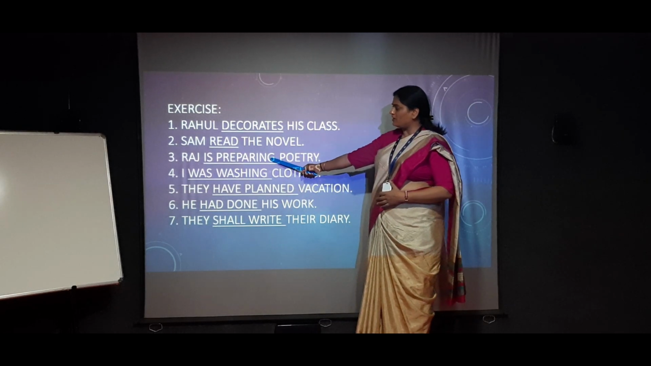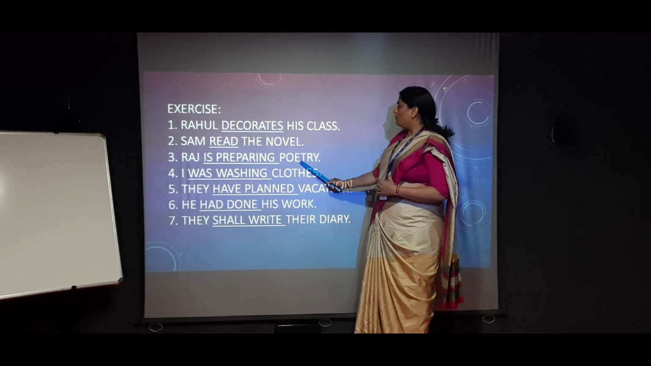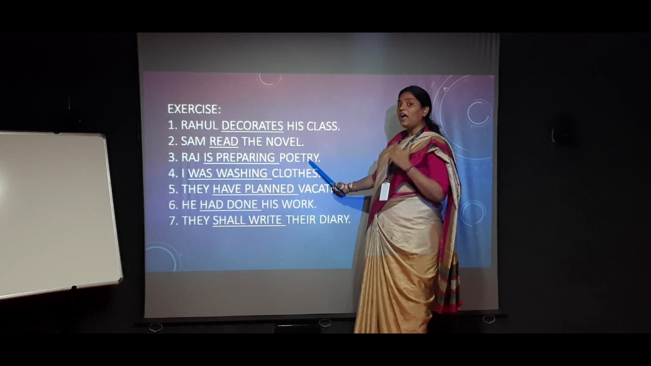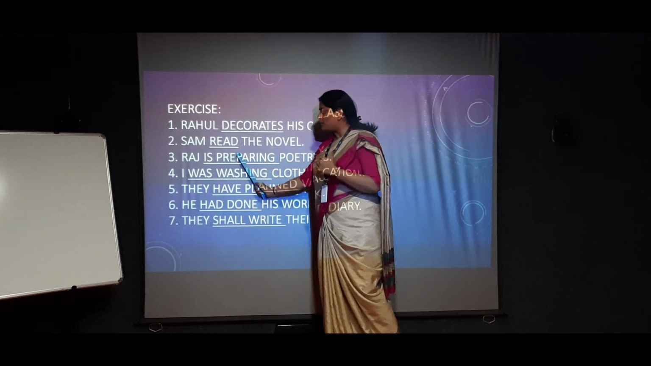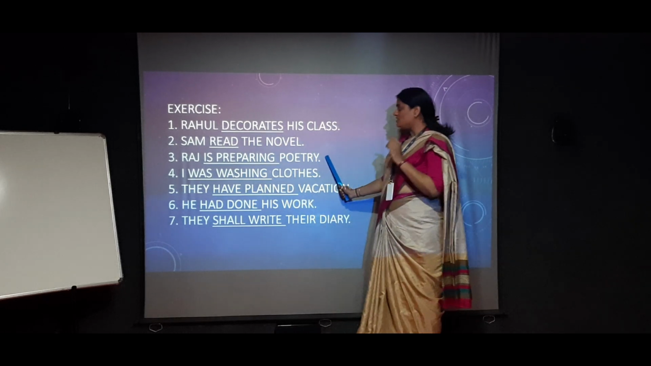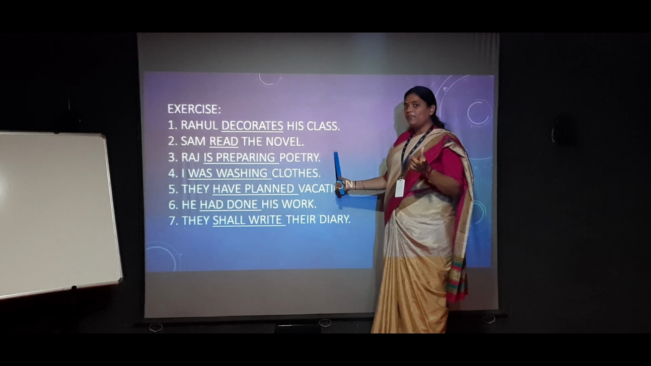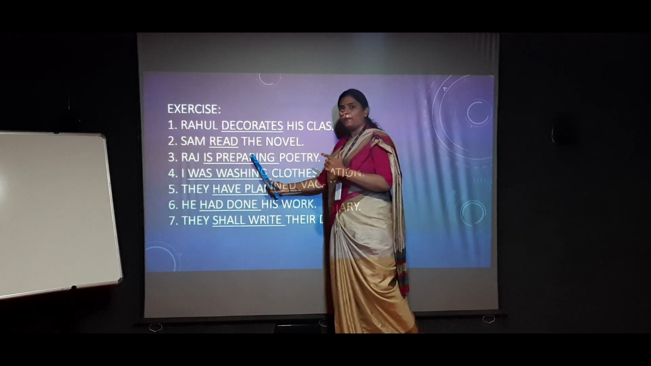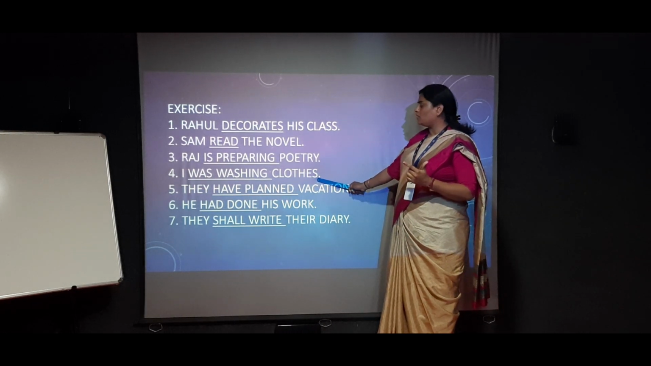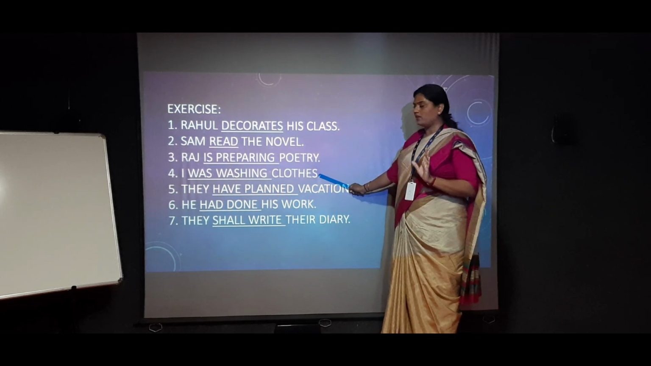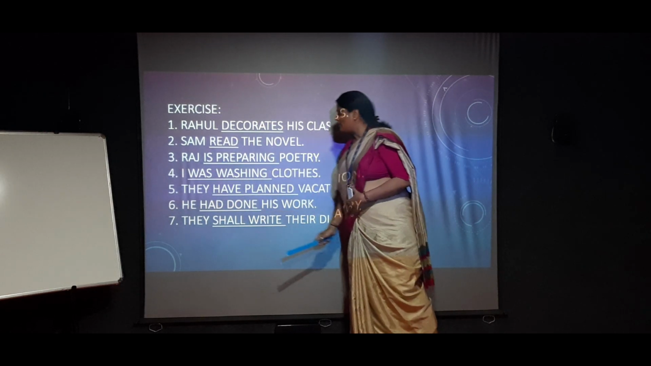Third example, already present continuous is there, and whenever any continuous is coming, we are adding being. Poetry is a singular. Poetry is being prepared by Raj. Suppose in place of poetry, if I am reading poetries, so what will be there? Poetries are being prepared by Raj. Here one more example of continuous is clothes. As it is plural, we are considering it plural. Clothes were being washed by me.